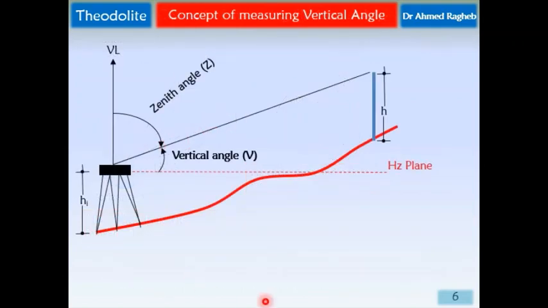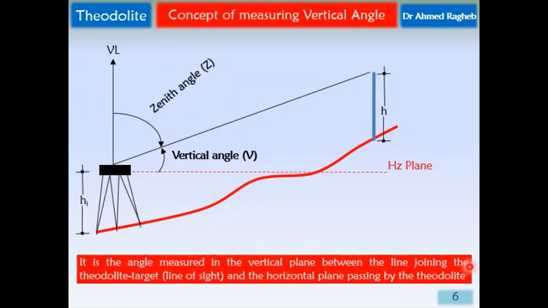Regarding vertical angle, also of course we fix the horizontality and the plummeting الأفقية والتسامت, but in this case the theodolite does not measure the vertical angle. The vertical angle is the angle between the line joining the theodolite and the target, which we call the line of sight أو خط النظر, and the horizontal plane passing by the theodolite. But the theodolite does not measure the vertical angle, الزاوية الرأسية. It measures the zenith angle, زاوية السمت اللي مع الرأسي.